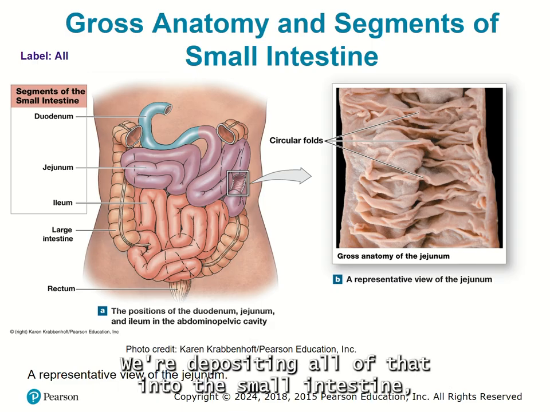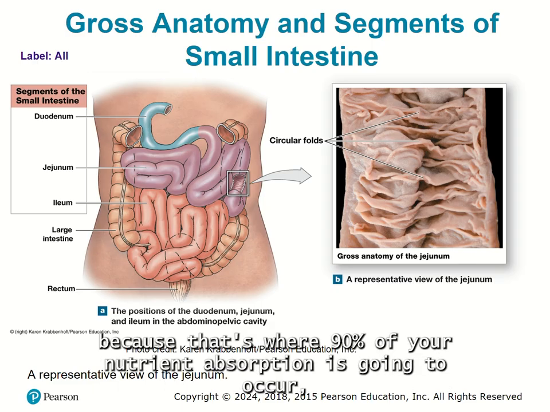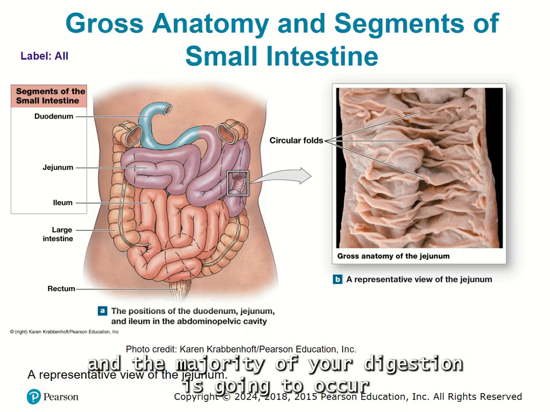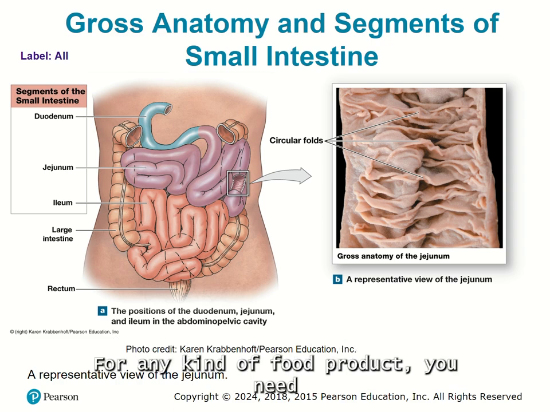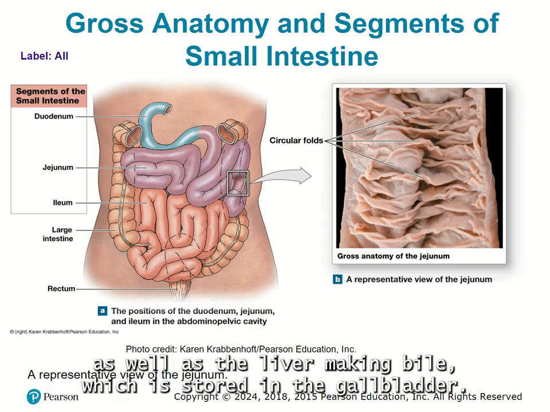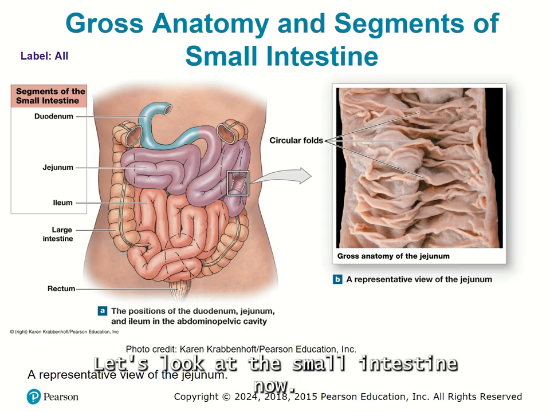We're depositing all of that into the small intestine because that's where 90% of your nutrient absorption is going to occur and the majority of your digestion is going to occur, again, because of the pancreas secreting all those digestive enzymes for any kind of food product you need, as well as the liver making bile, which is stored in the gallbladder. Let's look at the small intestine now.